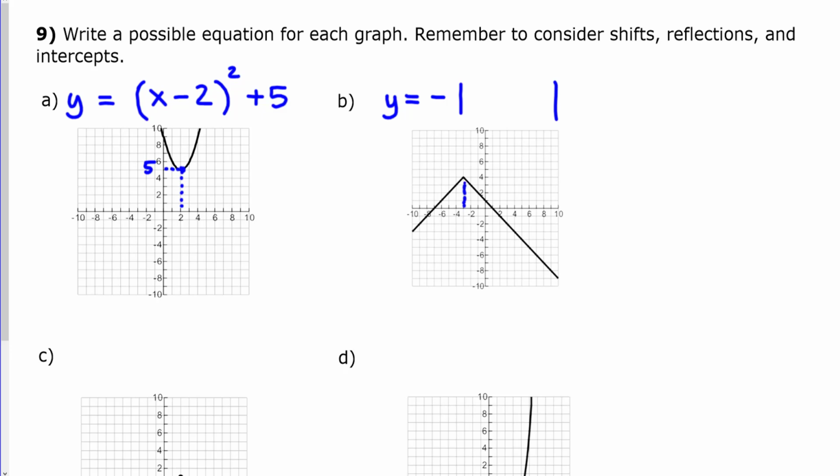Also, it's shifted over to the left 3 units and up 4 units. A vertical shift of 4 means to add 4 on the outside of the absolute value, and a horizontal shift to go to the left 3, I would do x plus 3 on the inside.